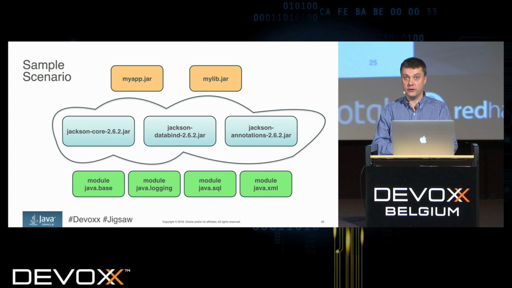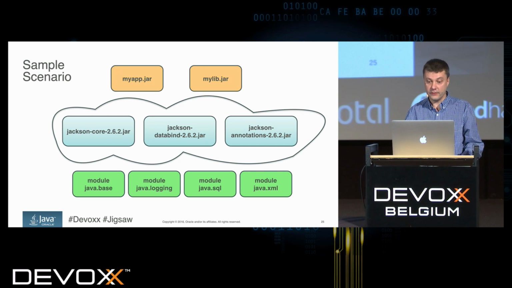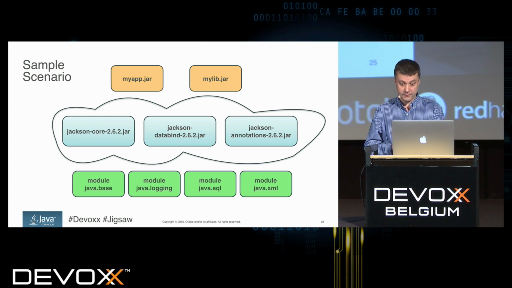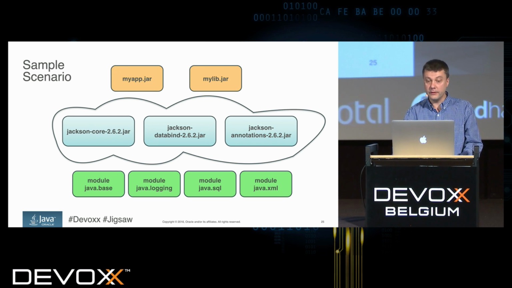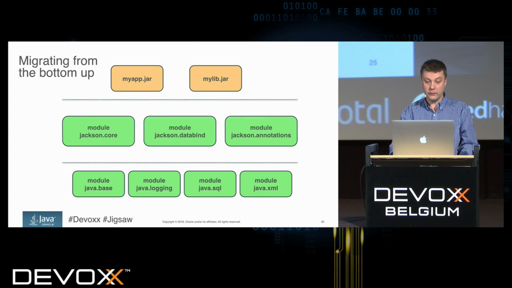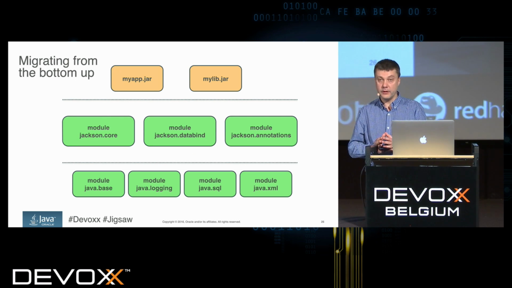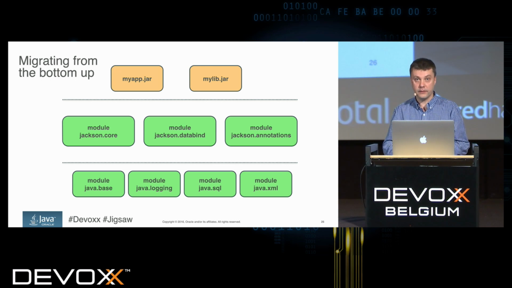We will use Jackson jar files, 3 jar files, and we will make the assumption that they're well formed, there's no split packages, there's no cycles. In other words, they're actually good candidates to be modules. So our goal is to migrate what is in light blue in this cloud of jar files. We're going to migrate them to nice green modules. So in these slides, green is module, orange is a class path.